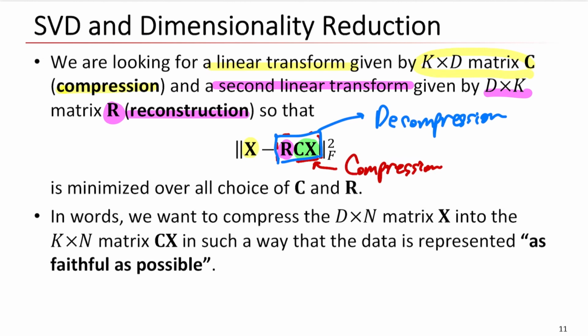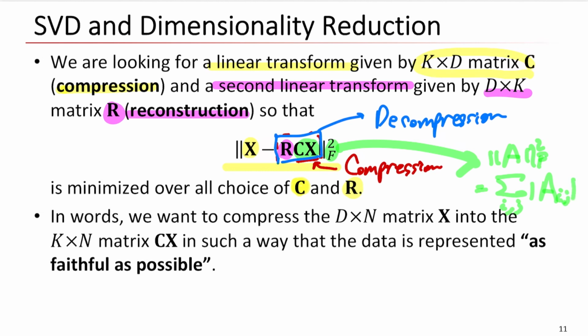So our goal is to find the matrix C and matrix R that minimize this loss function, right? So this is the goal of dimensionality reduction. So what is this one? This is just defined like that: the summation of every component in the matrix A. So this is very simple. But anyway, this is our loss function.